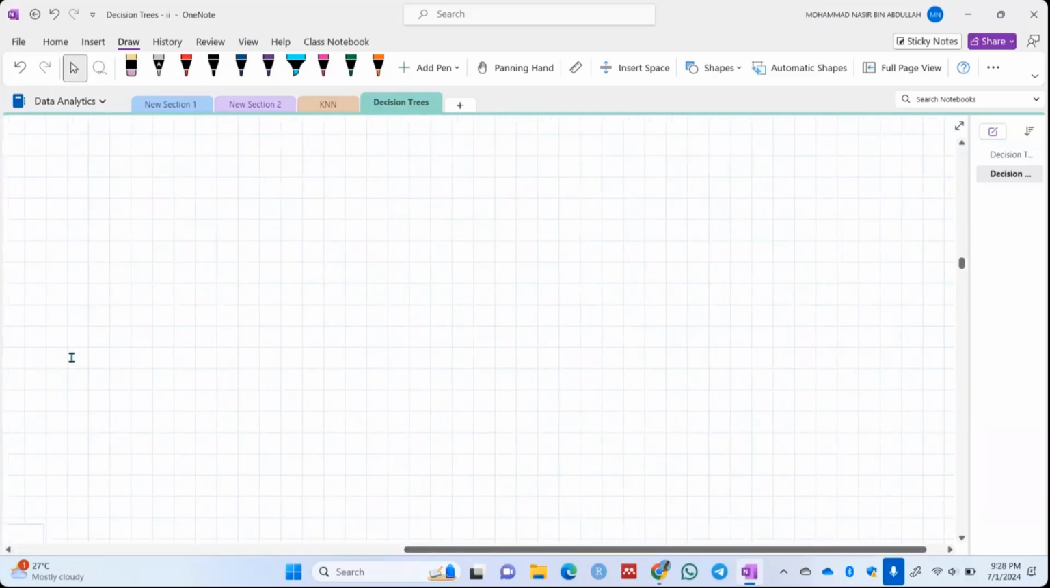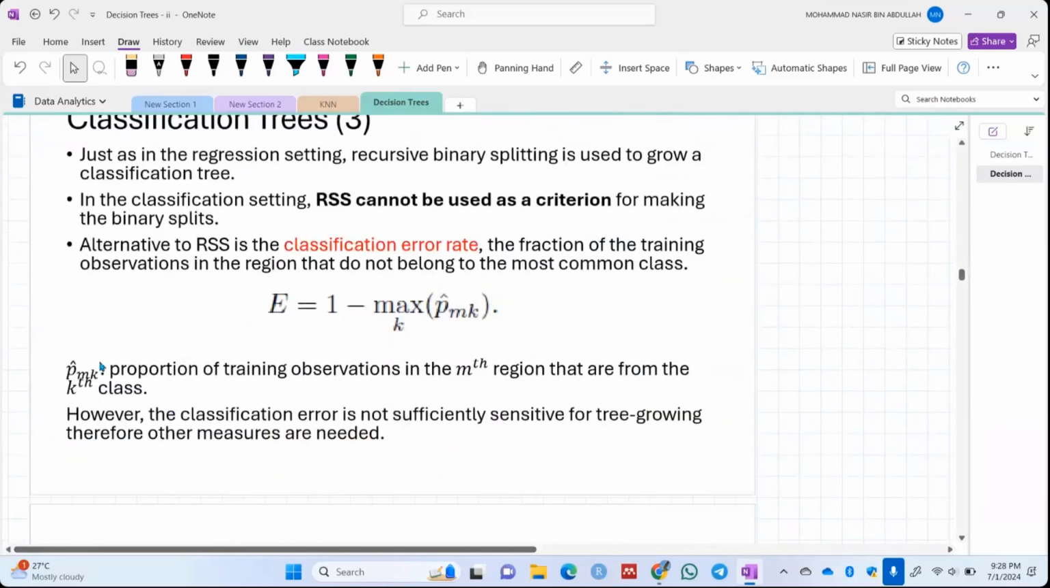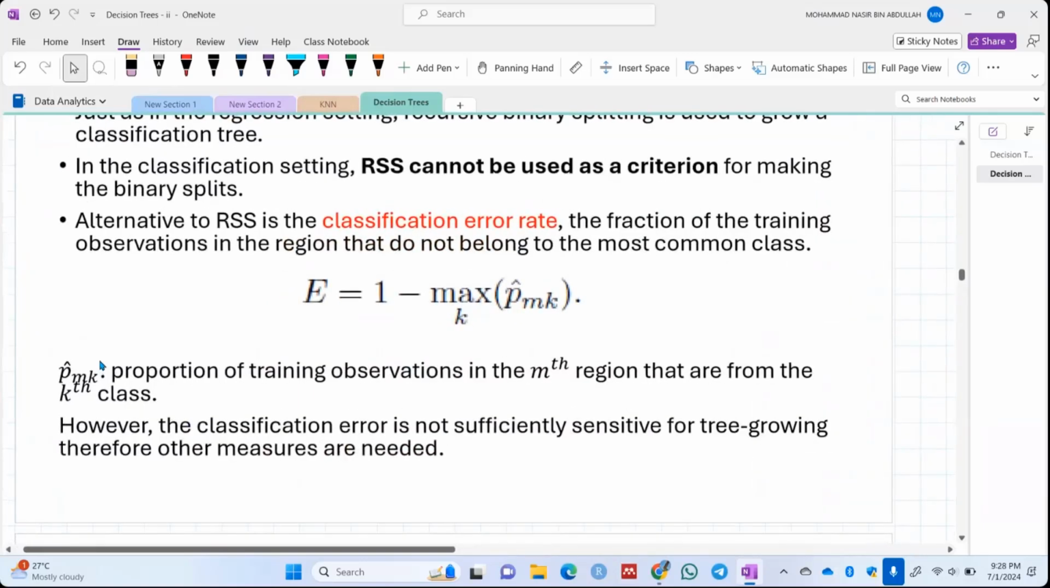But in classification trees, we use the classification error rate to know which class is the best predictor of the outcome, right? So we choose the lowest error rate to conclude that that class is the best leaf for our outcome. The error rate can be determined by 1 minus the maximum of the proportion, right?